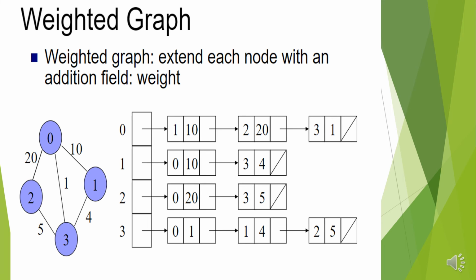The node 0 contains 1 with weight 10, 2 with weight 20, and 3 with weight 1. The node 1 contains 0 with weight 10 and 3 with weight 4. The node 2 contains 0 with weight 20 and 3 with weight 5. The node 3 contains 0 with weight 1, 1 with weight 4 and 2 with weight 5, as we can see in the diagram. In this way the weighted graph representation is done.